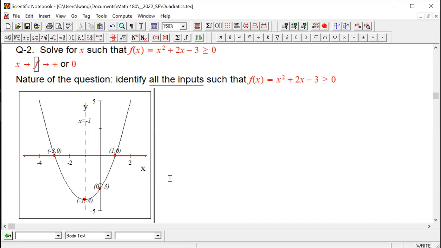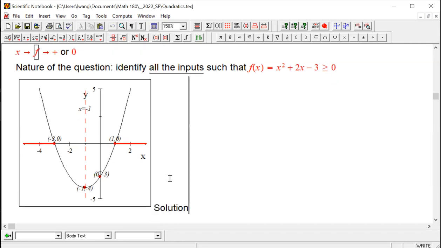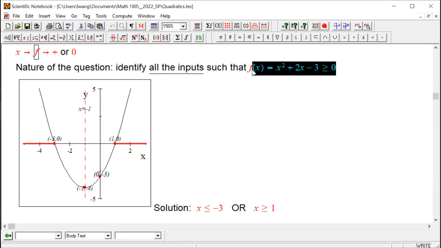So how do we write down the solution? The solution would be the input, when the input is less than or equal to -3, or the input is larger than or equal to 1, and that's when we get output positive or 0. I hope that makes sense.